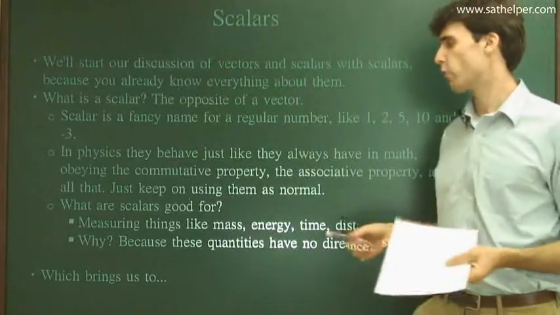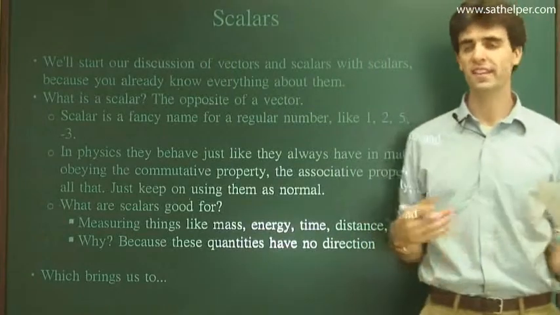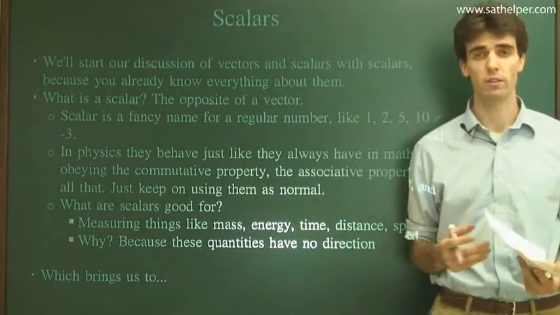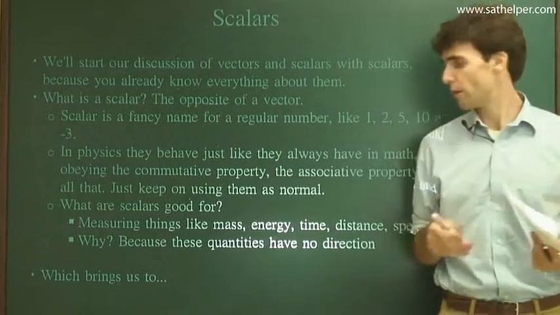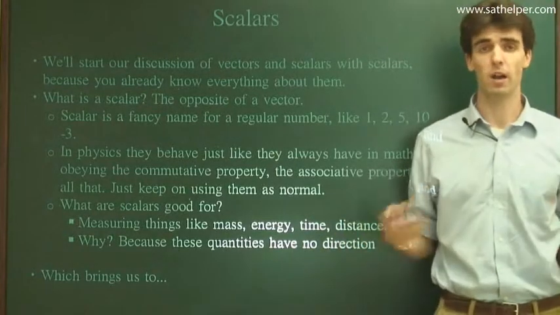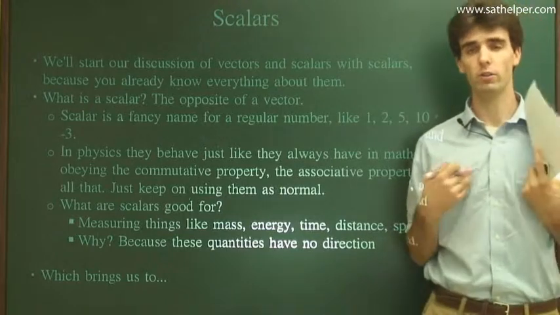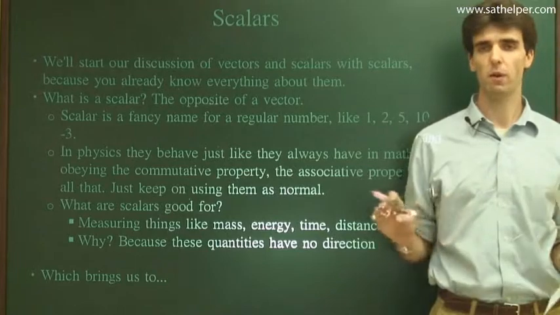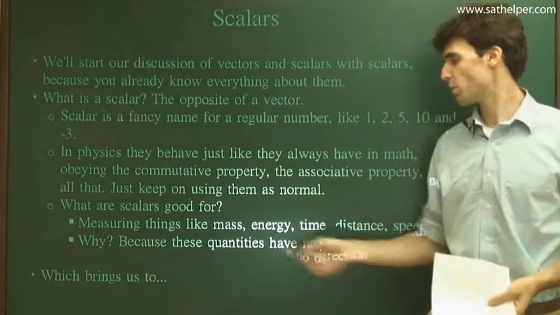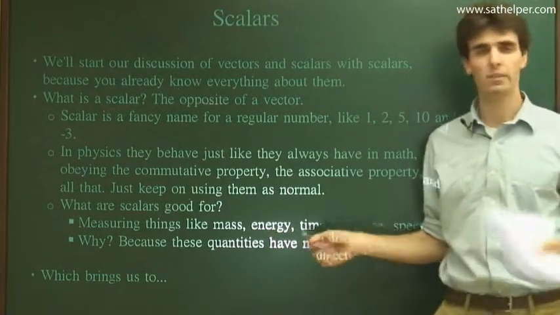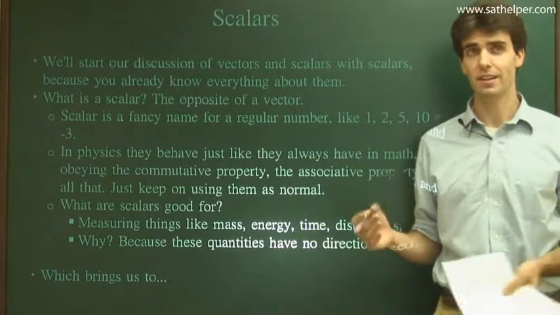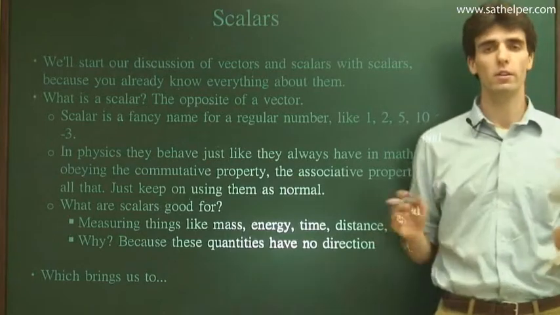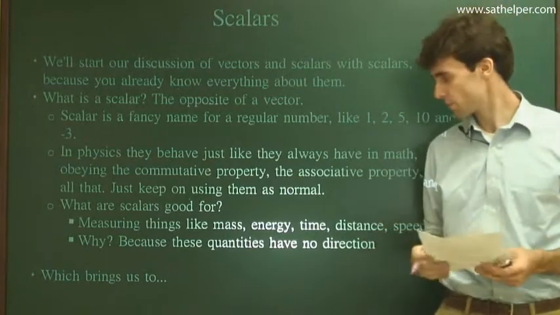So what are scalars good for? Why do we call them scalars? Why do we care about the distinction between vectors and scalars? Scalars are good for measuring things that have no direction associated with them. For example, mass is 5 kilograms. I weigh 82 kilograms. I don't weigh 82 kilograms down or left. It's position independent. It doesn't care which direction I'm going. I just weigh 82 kilograms. Same thing with energy, time. Time doesn't go backwards, it's like 5 seconds. It's not -5 seconds. That doesn't make sense. Distance and speed. These are all units that have no direction.